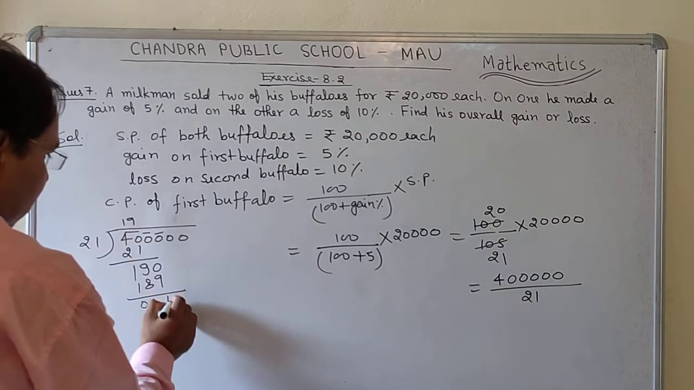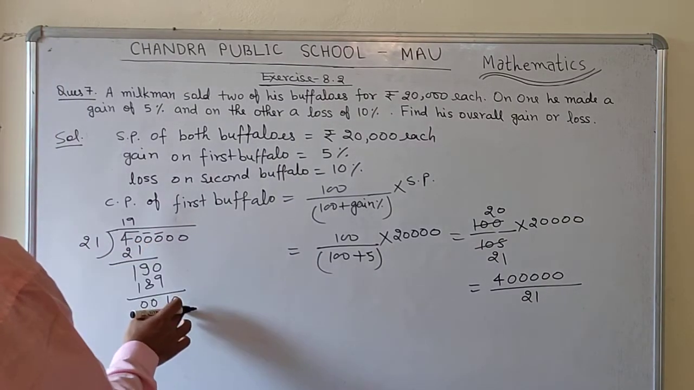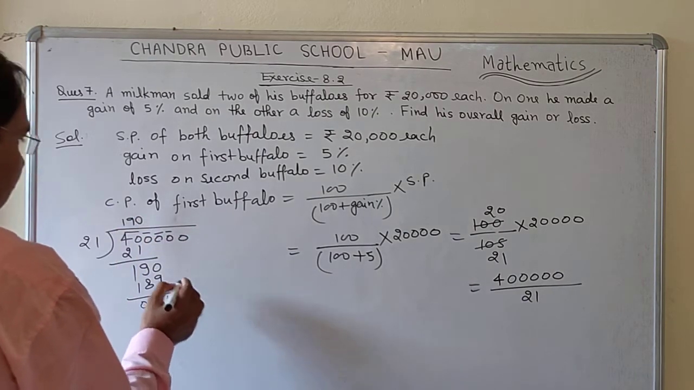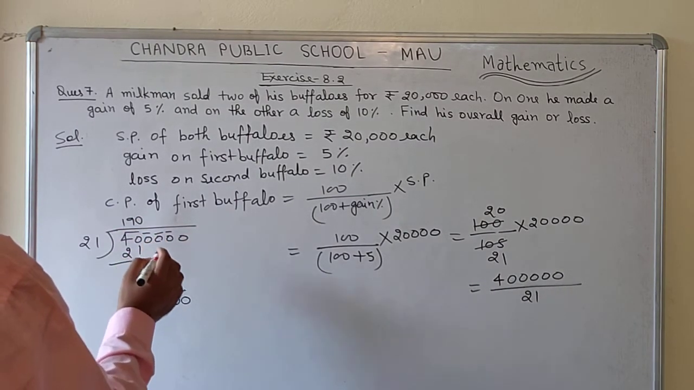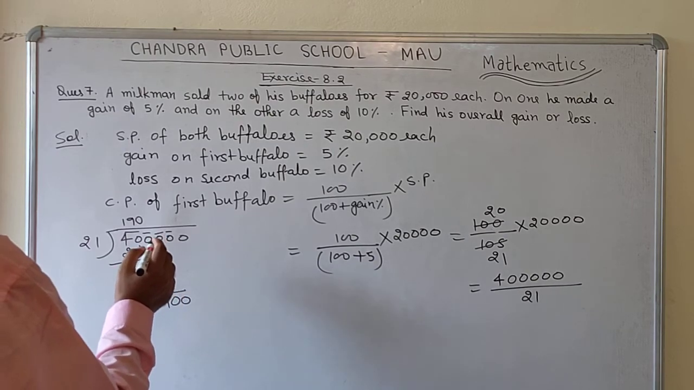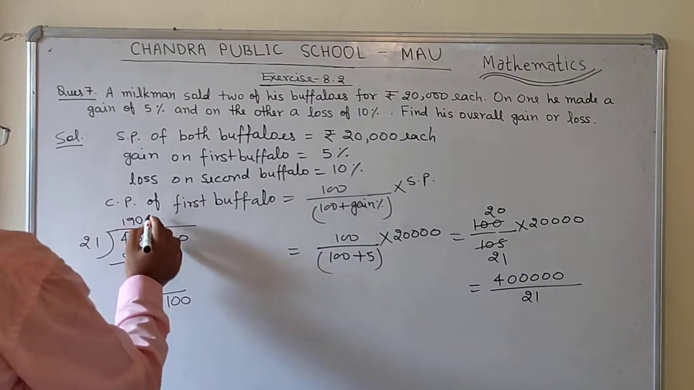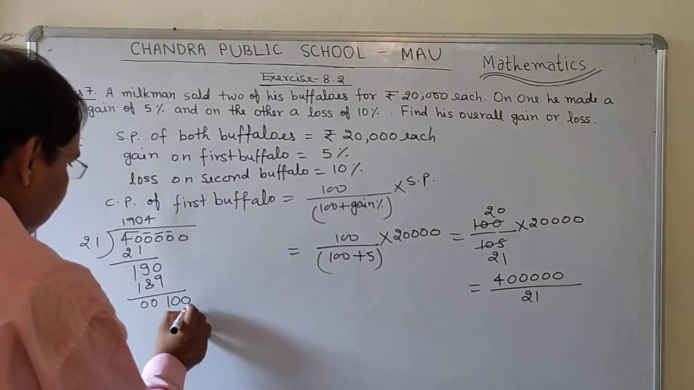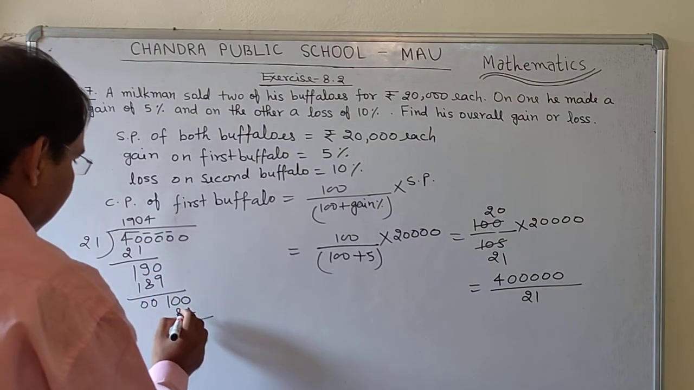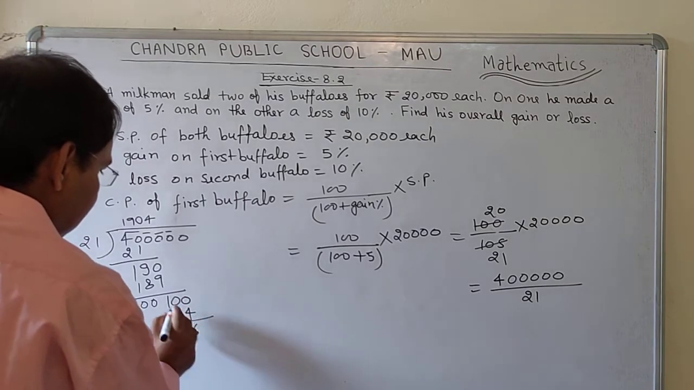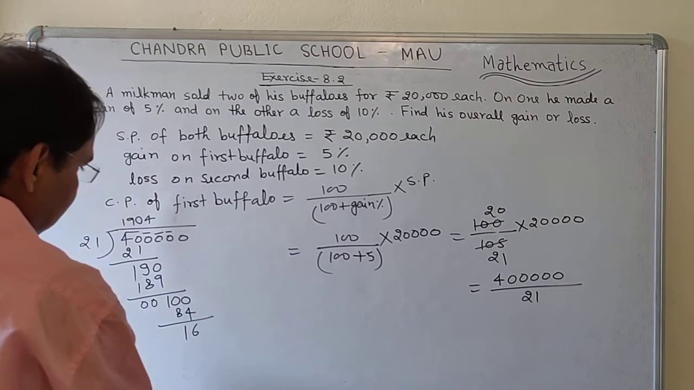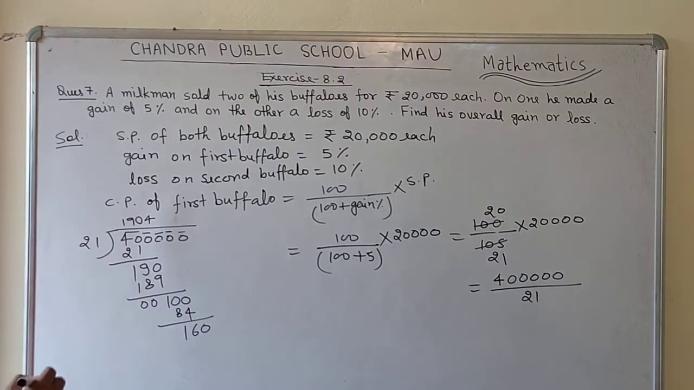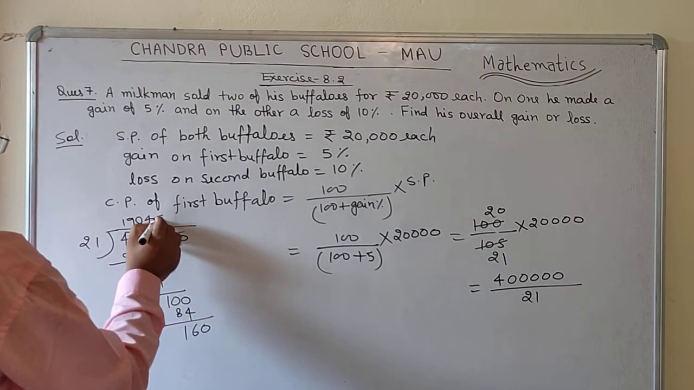Now you will put one more 0. After putting 1 0, division is not possible, so here you will put 0 in the quotient and pick the next 0. So how many times? It will be 4 times. 4 into 2 is 8, it will be 84, and it will be 6, and here 9 minus 8, 1. Now again one more 0 is there, so it will be 160. How many times? It will be 5 times.